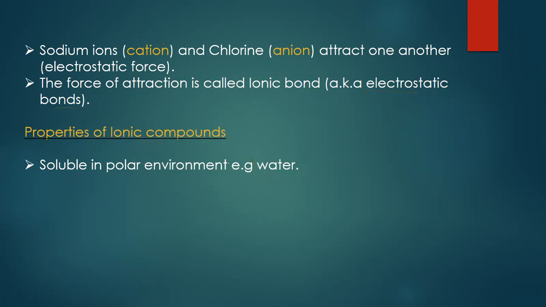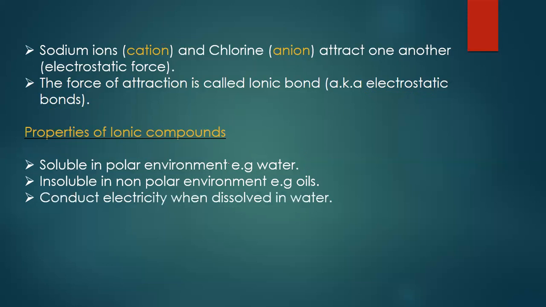Right. So ionic compounds are soluble in polar environments. And then they are insoluble in non-polar environments like oil. So ionic compounds are not soluble in non-polar environments.